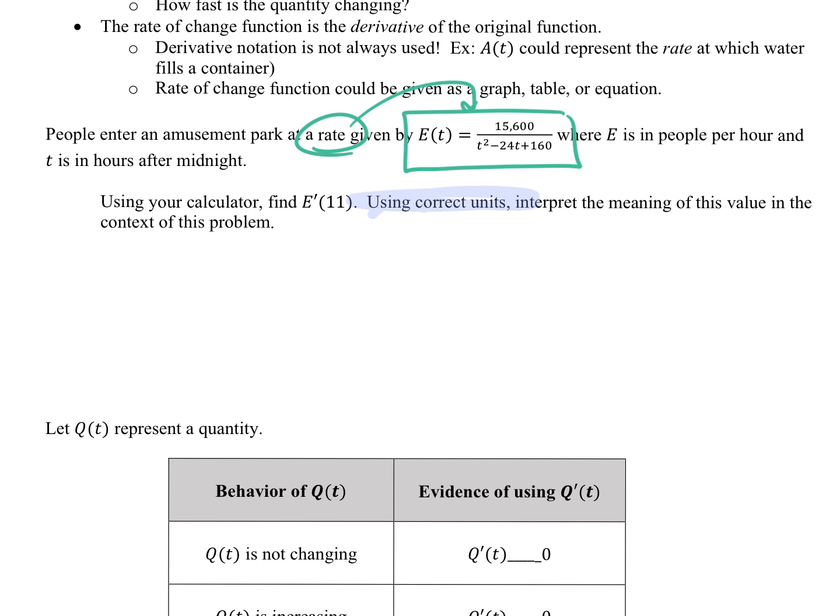Velocity. A rate is just going to be velocity. For acceleration, it wasn't a rate. They're never going to give it to you. Right, a rate of a rate. Yep, good call. Rate squared. Where E is the people per hour and T is hours after midnight.